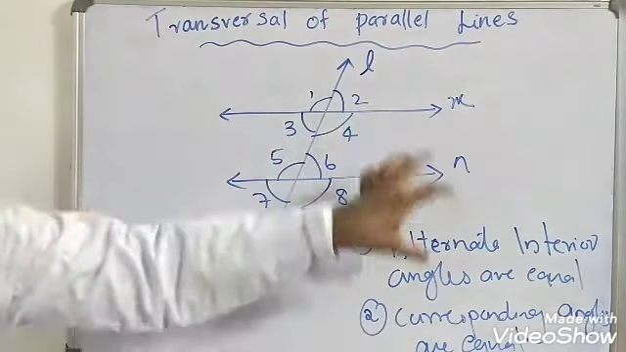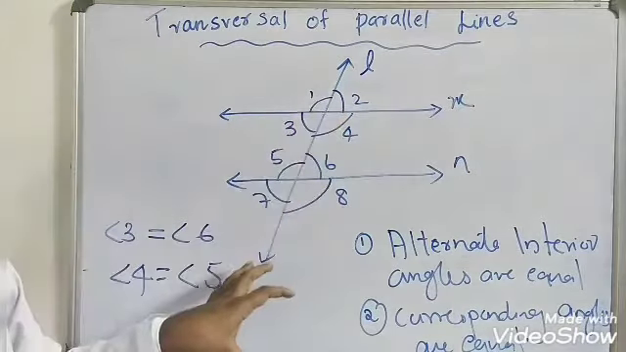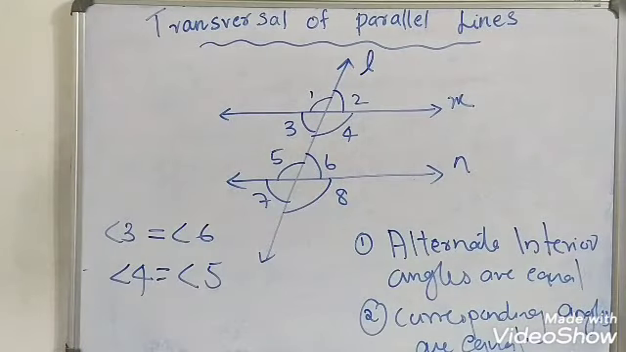So if M and N are parallel, then the alternate interior angles cut by a transversal are equal. Angle 3 is equal to angle 6 and angle 4 is equal to angle 5. Alternate interior angles are equal.